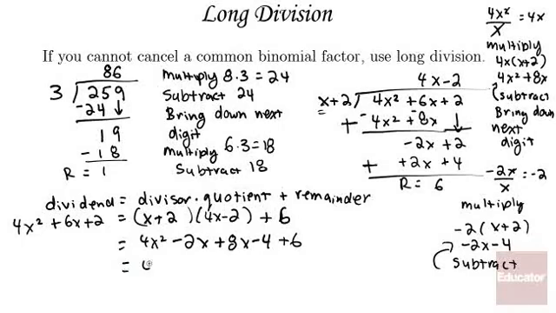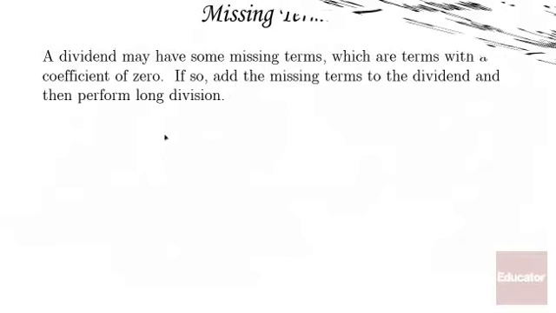Doing some simplification, I get 4x squared. Negative 2x plus 8x is 6x plus 2. I check this, and this does check out. So I know that I did my long division correctly because my dividend equals divisor times quotient plus remainder. So this checks out. Again, what you're doing is just each step of long division, just as you do with numbers.